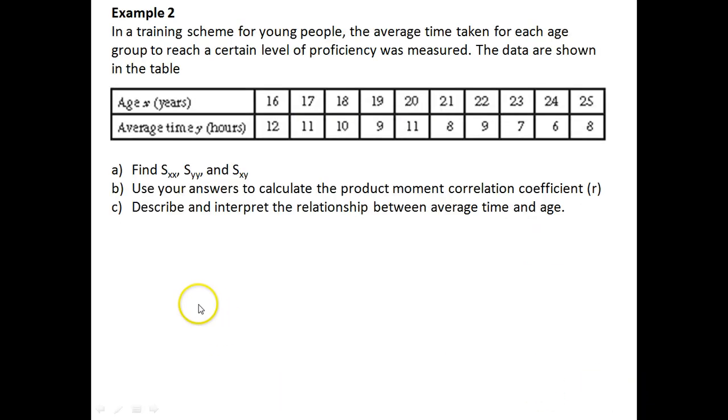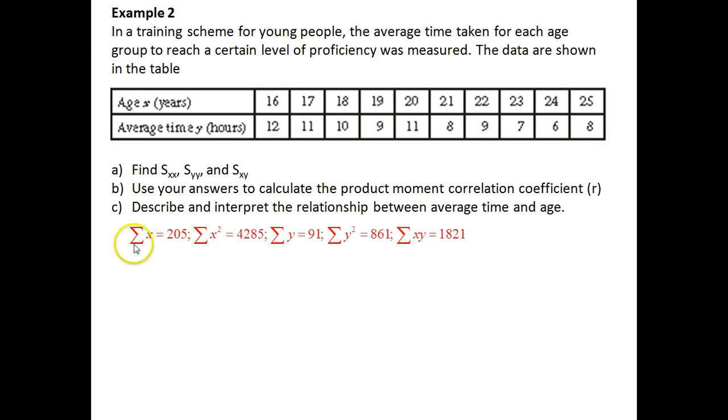Another example: in a training scheme for young people, the average time taken for each age group to reach a certain level of proficiency was measured. The data are shown in the table, so age against the average time taken for a task. Find Sxx, Syy, Sxy. Use your answers to calculate the product moment correlation coefficient r and describe and interpret the relationship between average time and age.